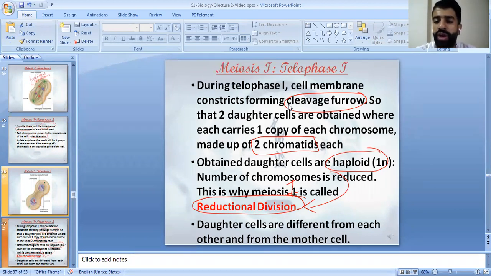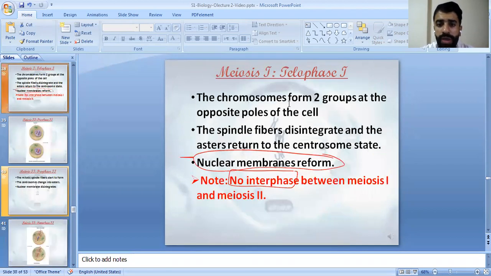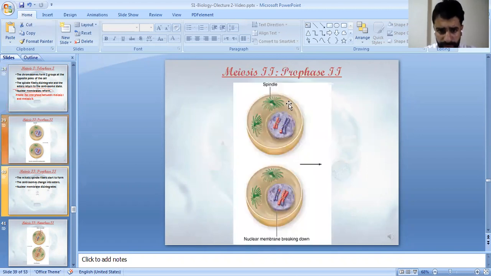So the daughter cells are different from each other and different from the mother cell. Moving now to telophase 1, the chromosomes form 2 groups, as we said, at the poles of the cell. The spindle fibers disintegrate, the aster returns back to the centrosome state, and the nuclear membrane forms. Note here that there is no interphase between meiosis 1 and meiosis 2. The interphase occurs only before meiosis 1. So before meiosis 1 we have interphase, and after meiosis 1, immediately, we will have meiosis 2.